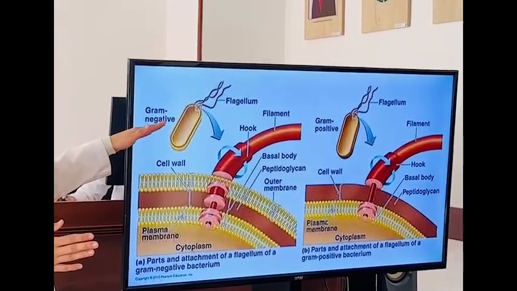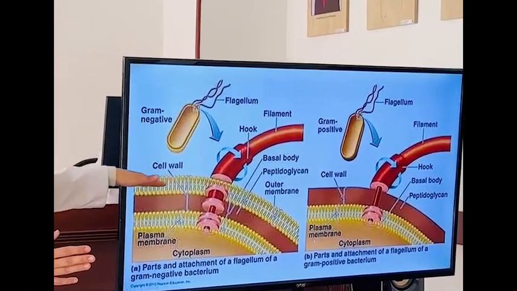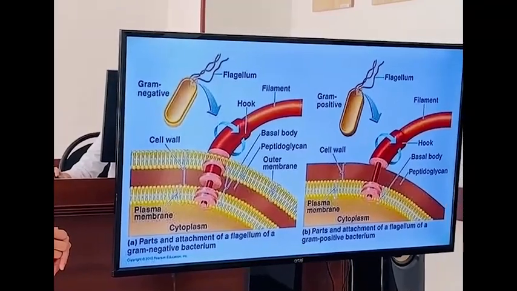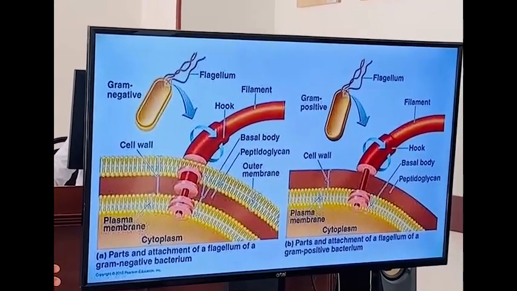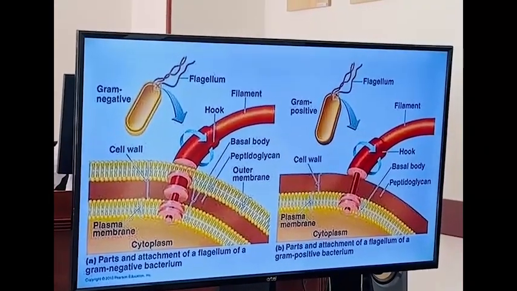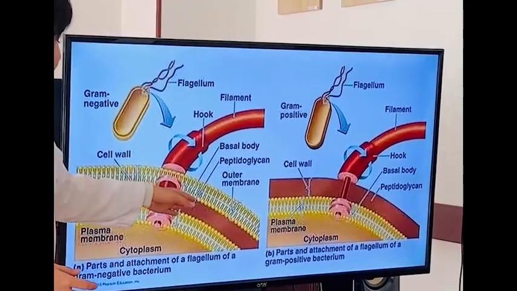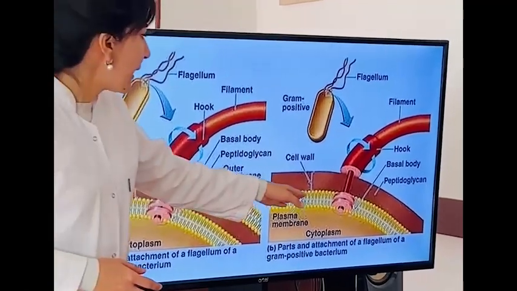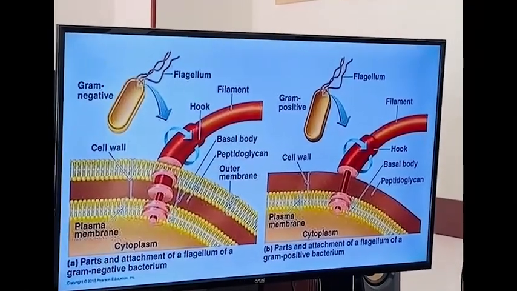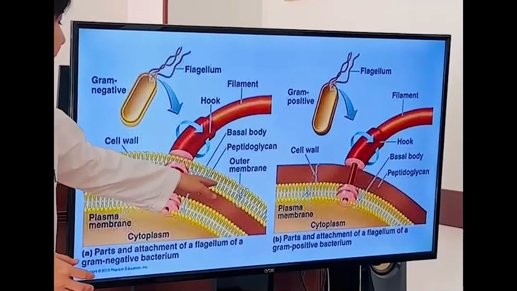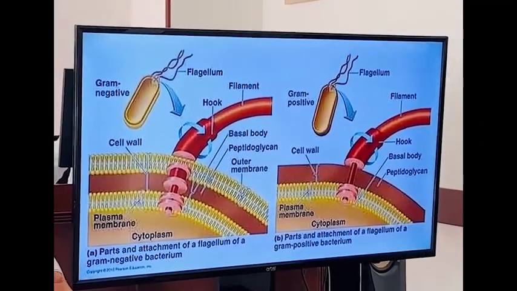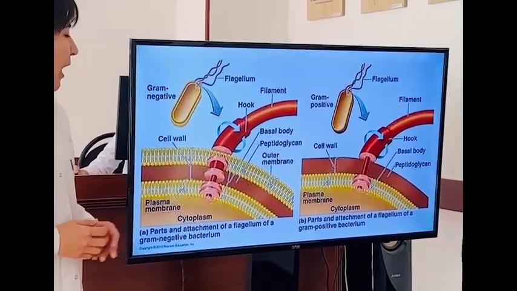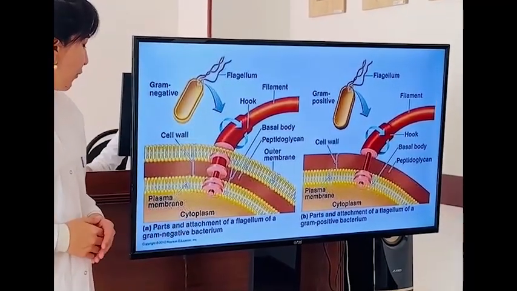Here we can see gram-negative cell walls and gram-positive cell walls, and some differences between them. For example, gram-negative bacteria have peptidoglycan, and gram-positive bacteria have peptidoglycan too. The gram-negative cell has an outer membrane, but we cannot find an outer membrane in gram-positive bacteria.